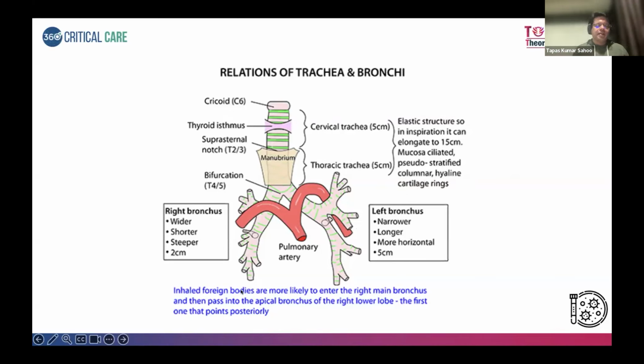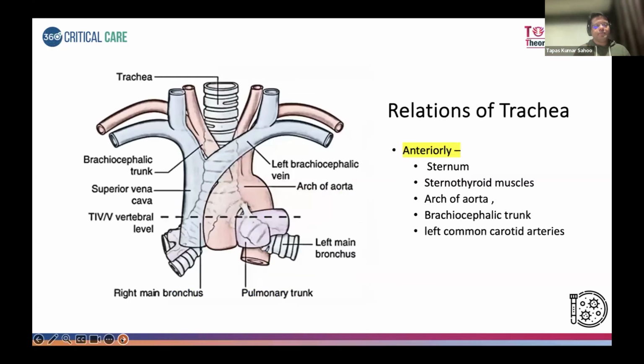I will be explaining that. Now, the specification about the trachea ending in the bronchus: an inhaled foreign body is more likely to enter the right bronchus and then pass into the apical bronchus of the right lower lobe, the first one that points posteriorly. So that's why in the pulmonary case, the right side apical bronchus would be the first part to get affected.